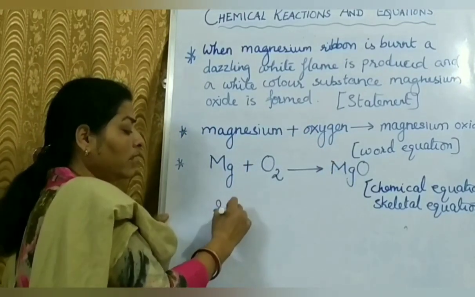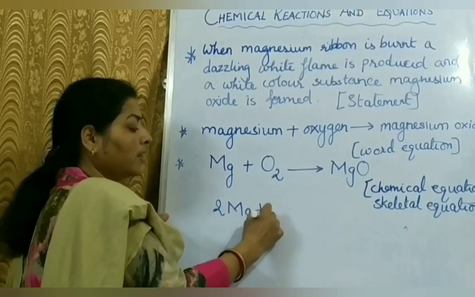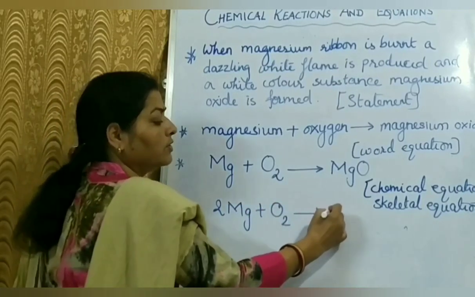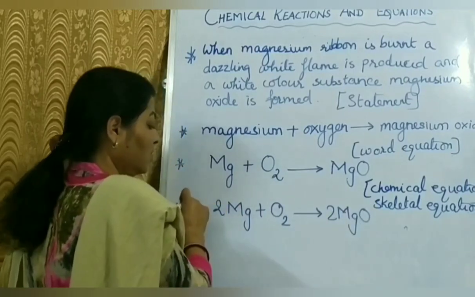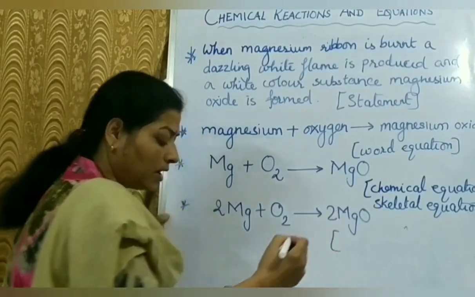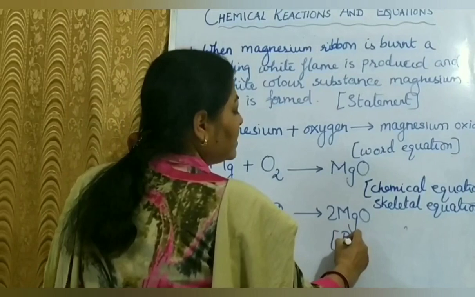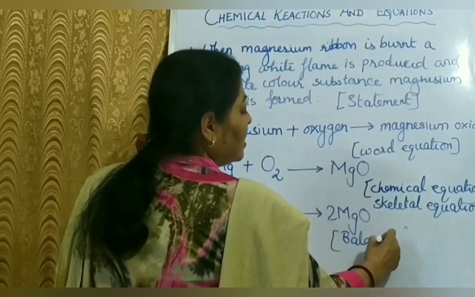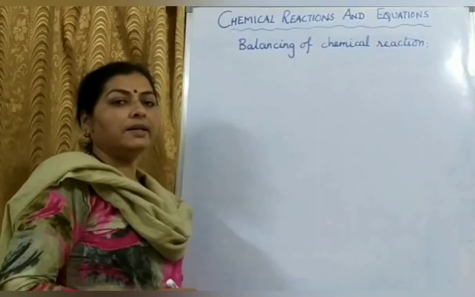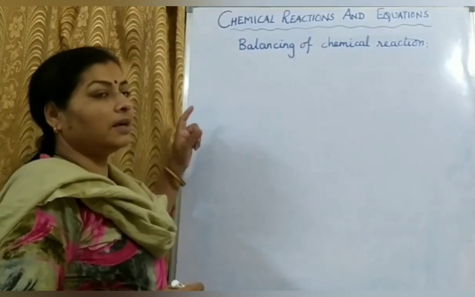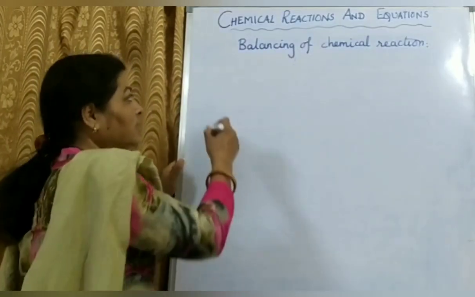So it will be 2Mg plus O2 gives 2MgO, and this is what we call a balanced chemical equation. Now let us understand the balancing of chemical reactions or chemical equations.